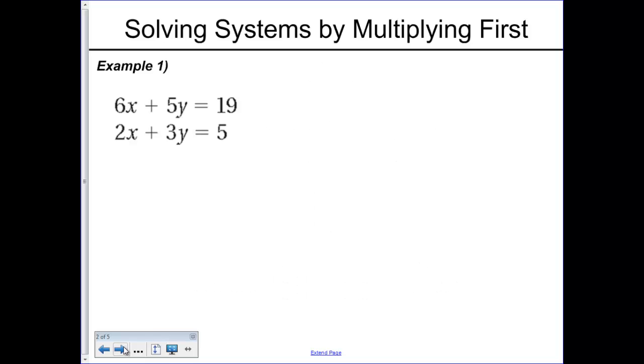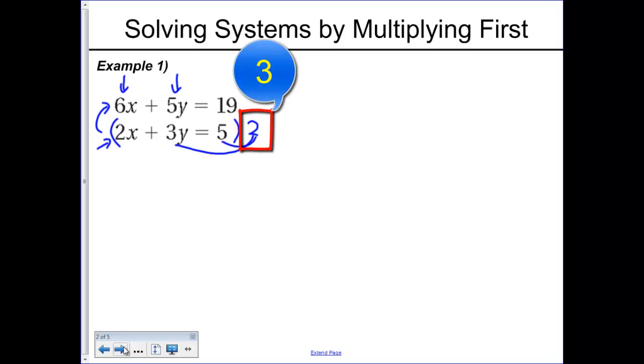Now, solving systems by multiplying first is really a fancy way of saying find a least common multiple. If you remember in the previous section, we would use elimination, but elimination would only work if I have coefficients that are the same. Well, you see here for my x's and my y's, I don't have common coefficients. However, I can turn this 2 into a 6 by multiplying this second equation by 3.